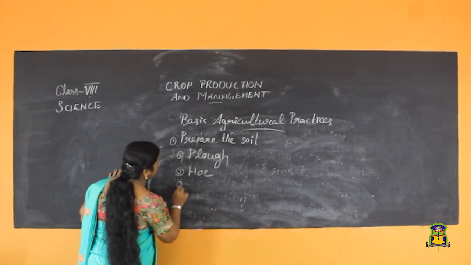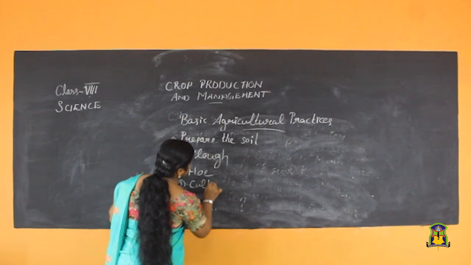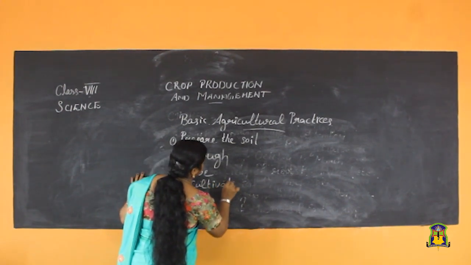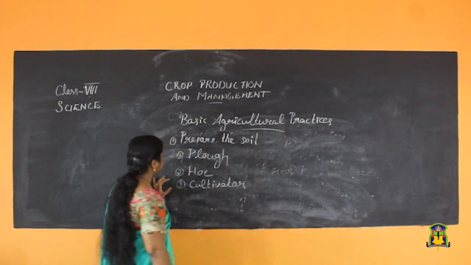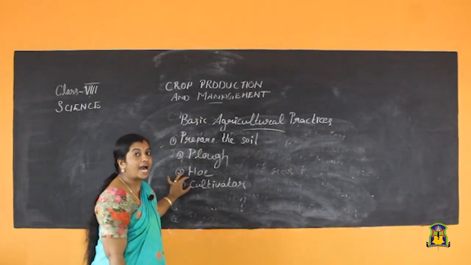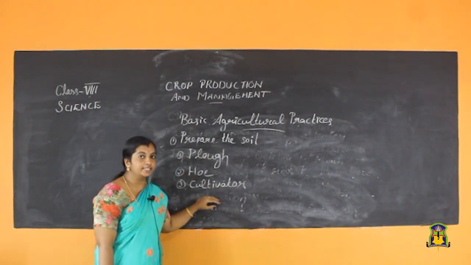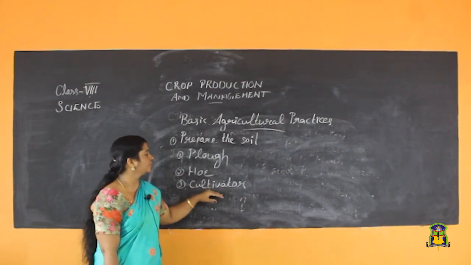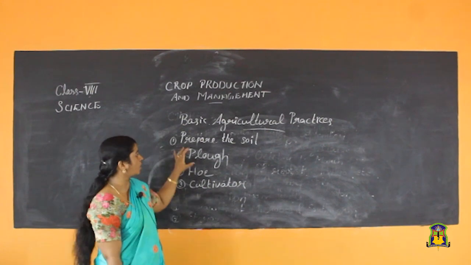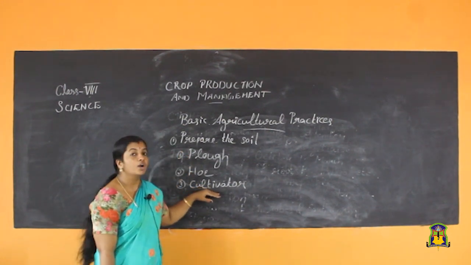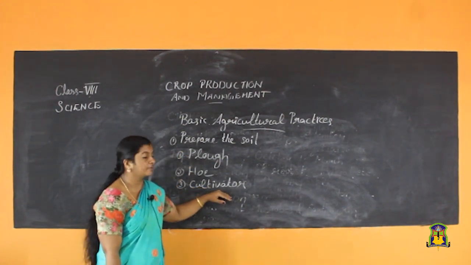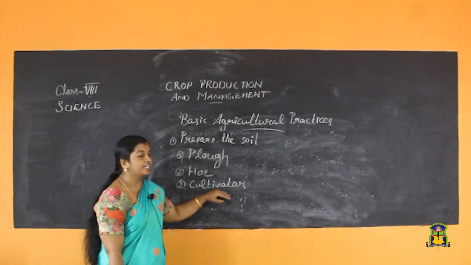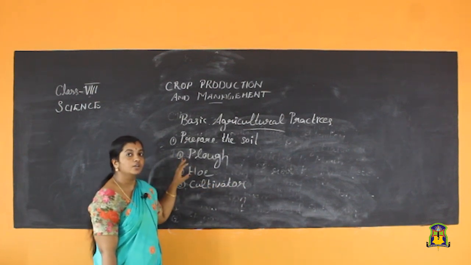Then the cultivator. What is a cultivator? A cultivator is an instrument. It is also an iron instrument. It is driven by tractors. It can be used for loosening the soil very easily. Nowadays, we use cultivators more in practice because all these are manual, while this is automatic, or we can say that it is driven by machine. So, it is easy to use cultivators rather than using plough and hoe.